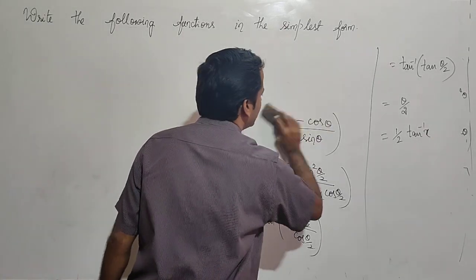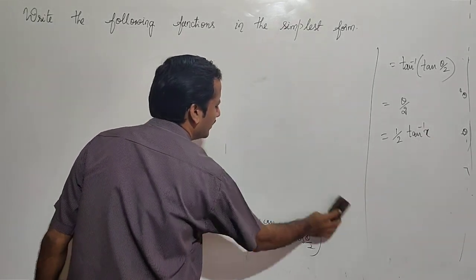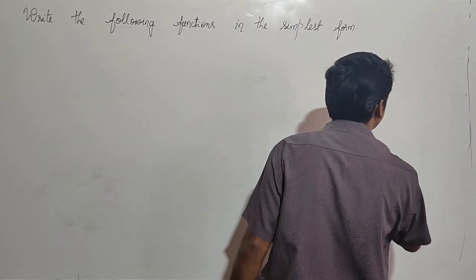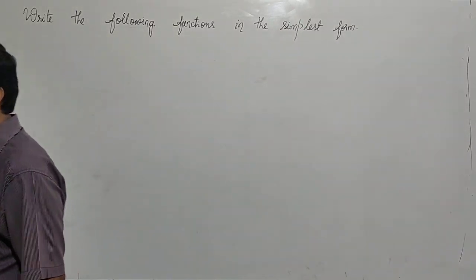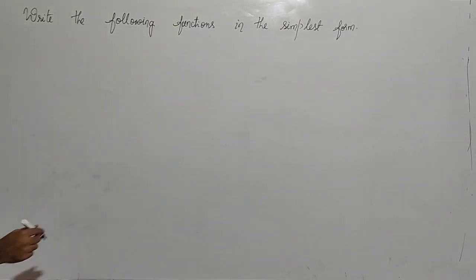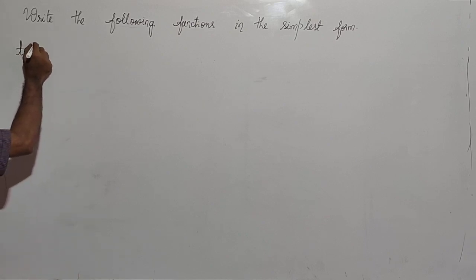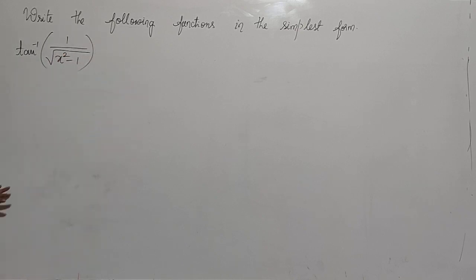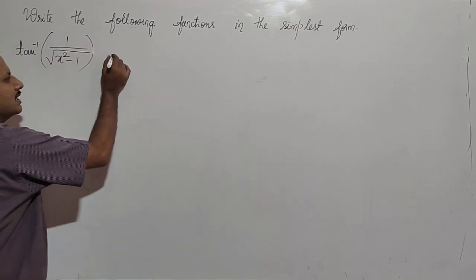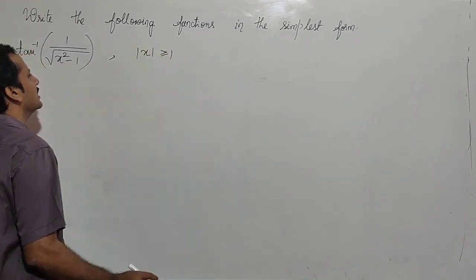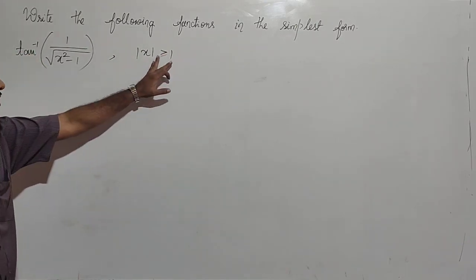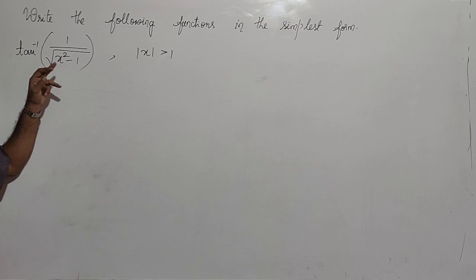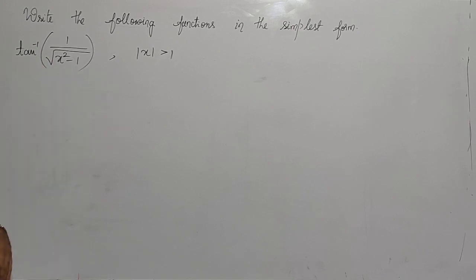Okay, now let us go to the next question. Question is same, express it in the simplest form. Let us look at the next expression, which is tan inverse of 1 by root of x square minus 1, whenever mod x is greater than 1. It cannot be equal to 1 because the denominator becomes 0. So, mod x should be greater than 1.